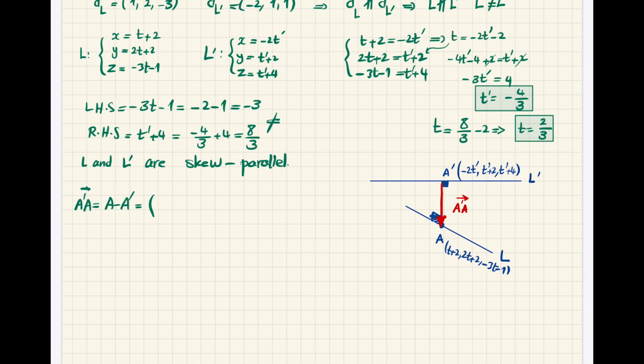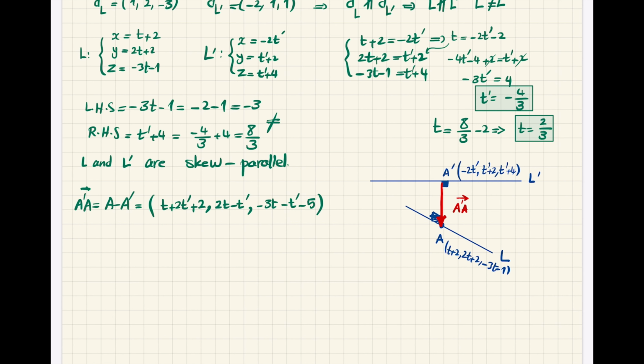It becomes t plus 2t prime plus 2. I'm writing them in order. And the second one becomes 2t minus t prime. And the third one becomes minus 3t minus t prime. And then I will have minus 5. Yes, so that is the vector A prime A.